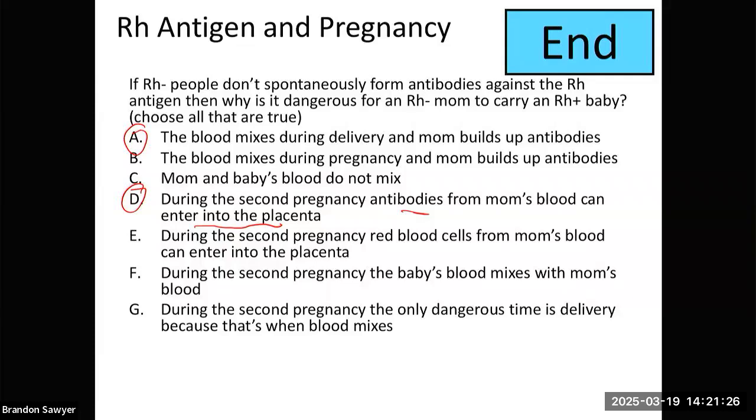During the delivery only, yeah. So it is the first pregnancy, but it's just the very end of it, right? Okay. Question? So they give antibodies. Why do they give it during delivery? It's just to dampen the mom's response a bit.